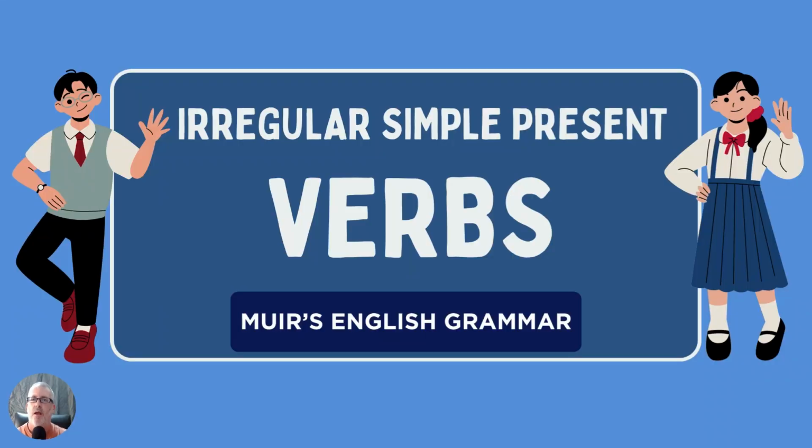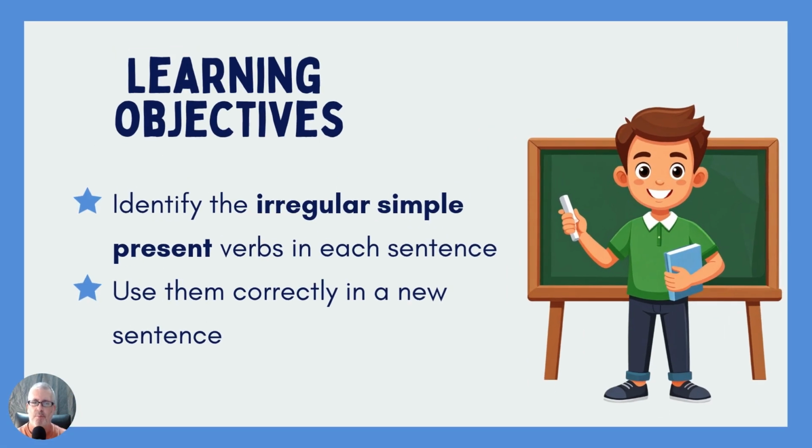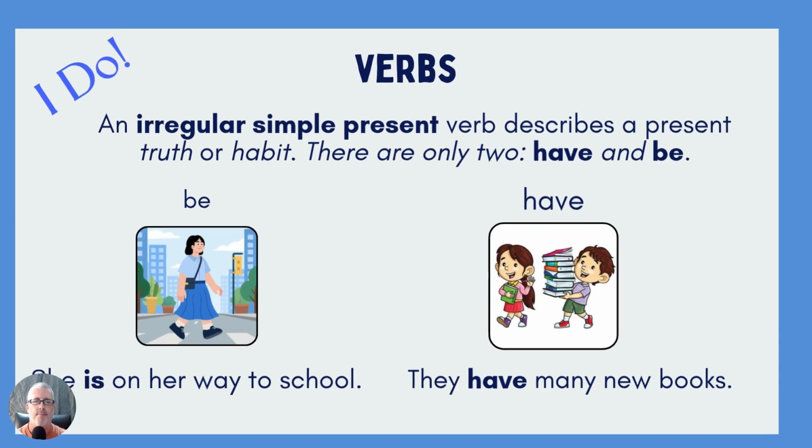Today is all about irregular simple present verbs. Our learning objectives are to identify irregular simple present verbs in each sentence and to use them correctly in a new sentence, one that you will make.